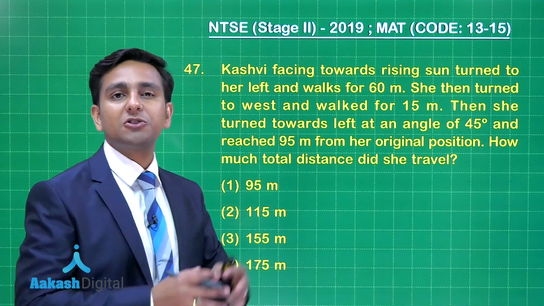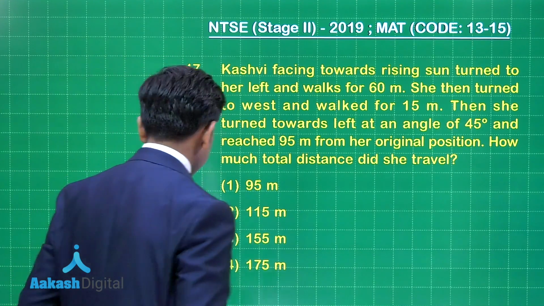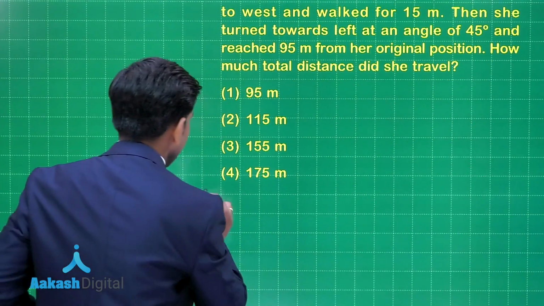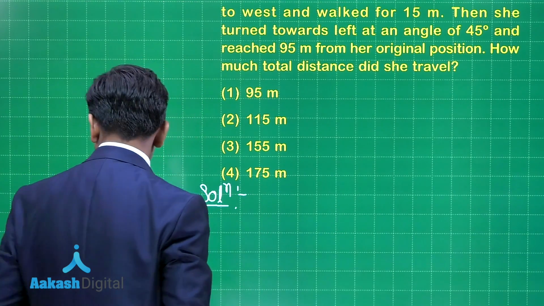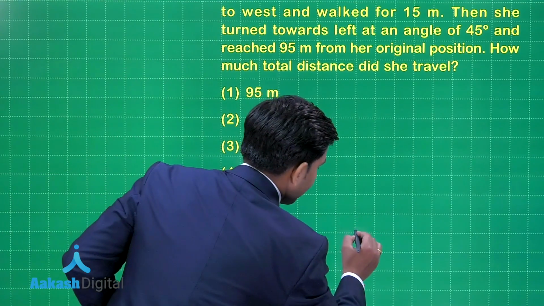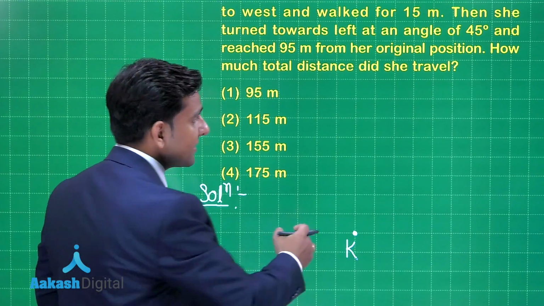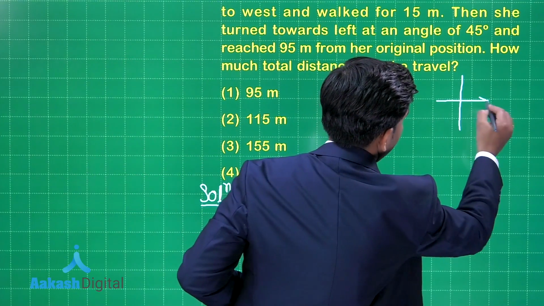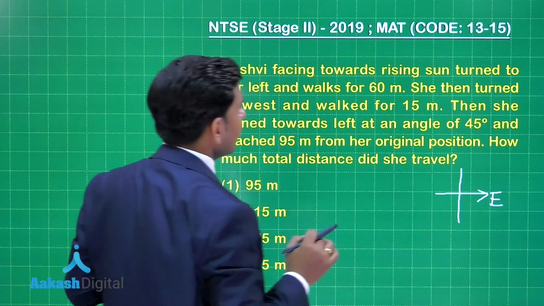Again, a question based on the concept of direction sense test. Let's solve this question. First of all, we'll draw a diagram that represents the given information in this question. Here we are taking the initial position of Kashvi, and she is facing east direction. Clear? Now, moving on to the next statement.